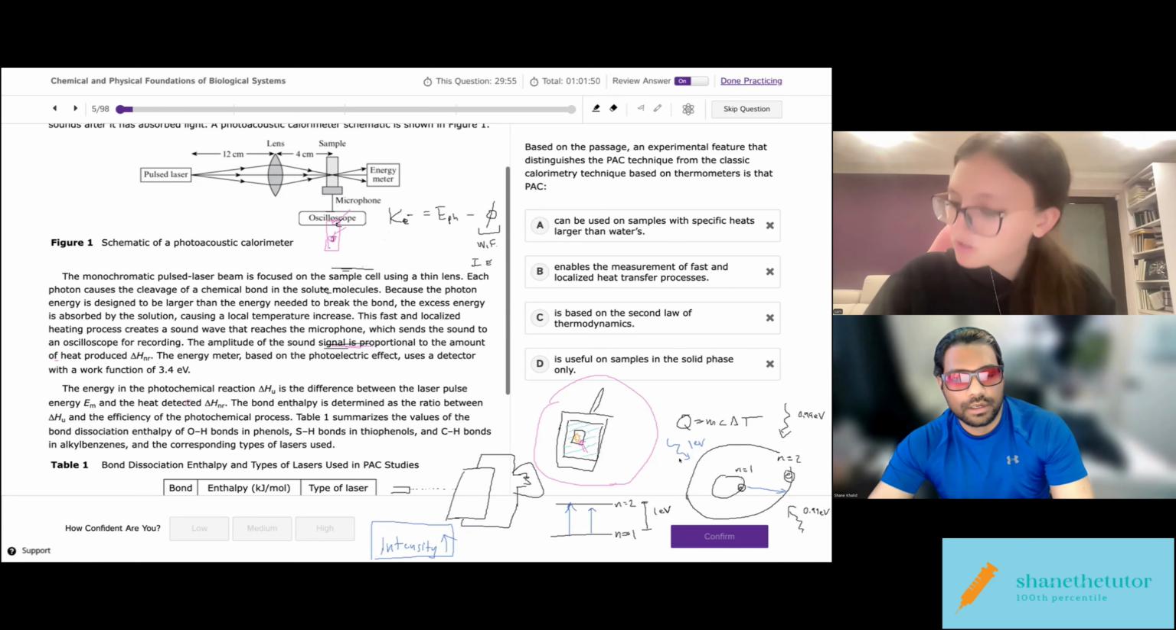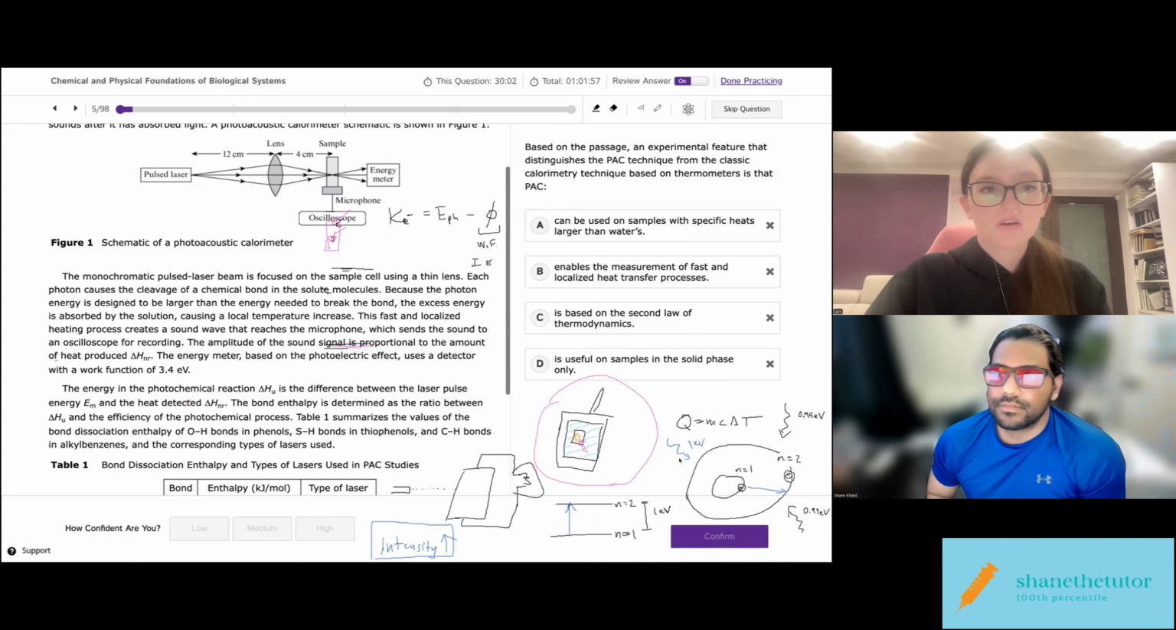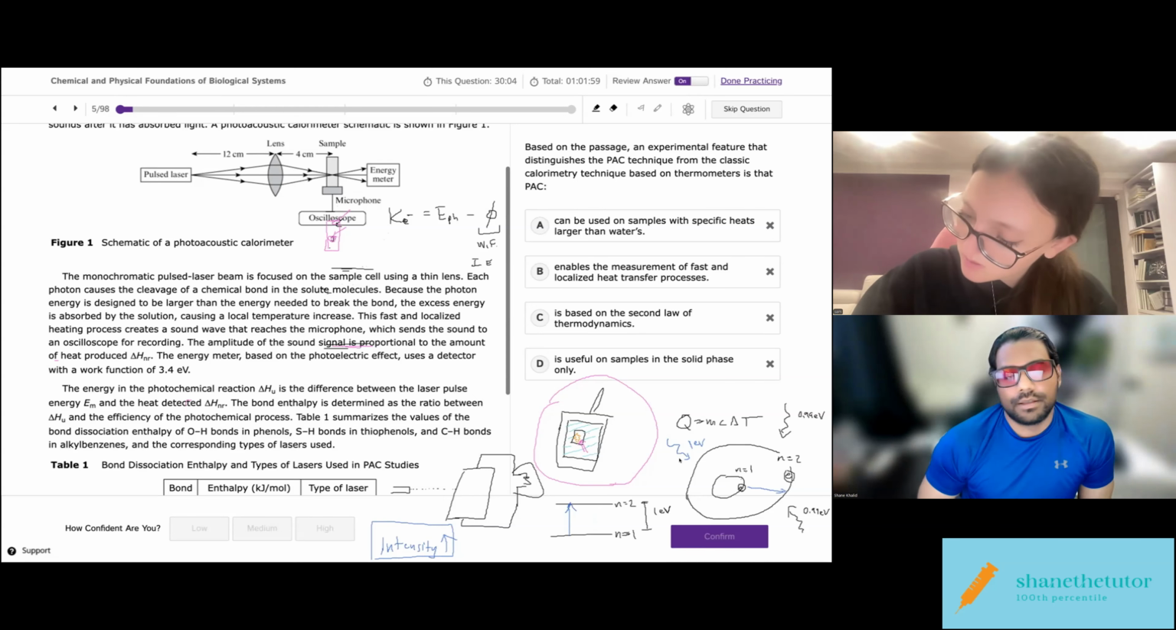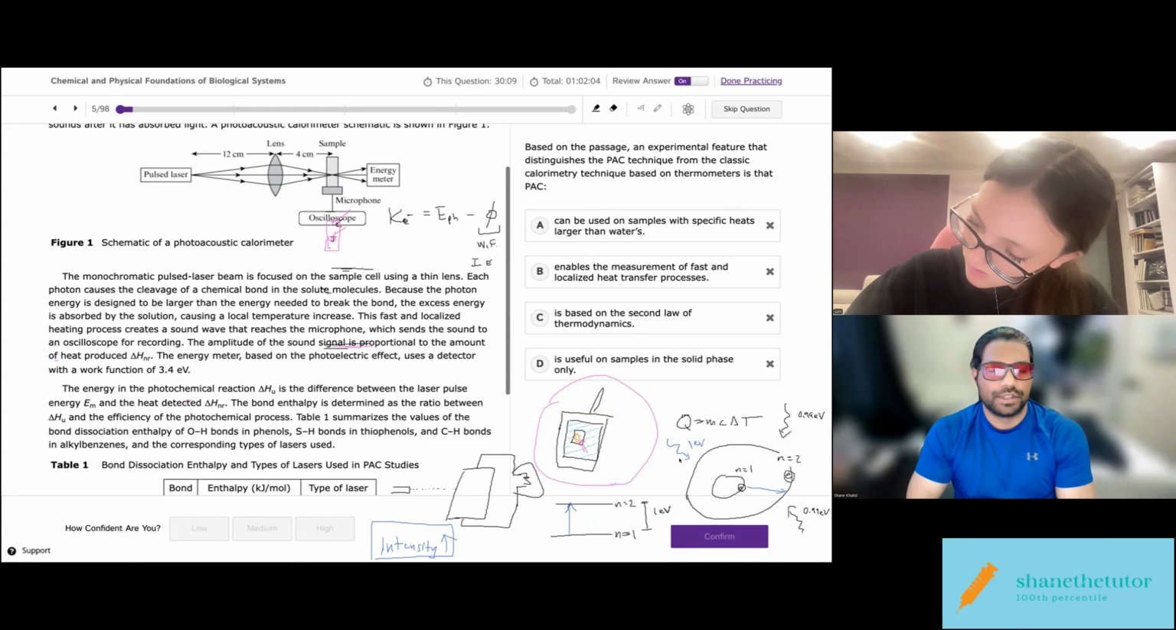Now, if the eV of the photon is less than the energy of the atom, then it won't get excited. Yeah, when you say energy of the atom, you mean the energy for the shells, for the electrons in the shells.